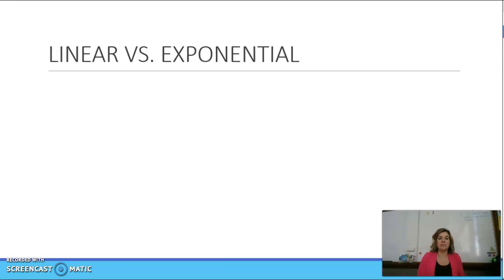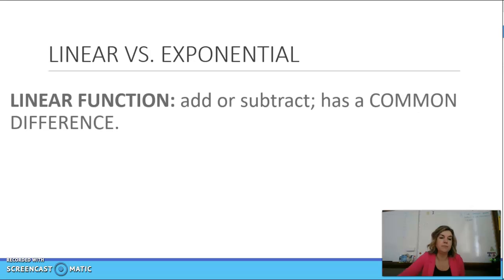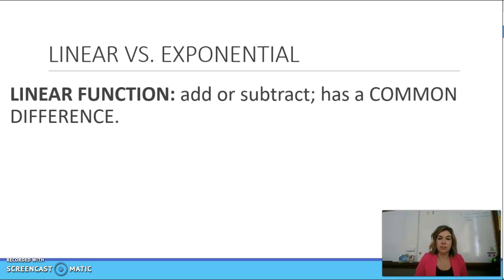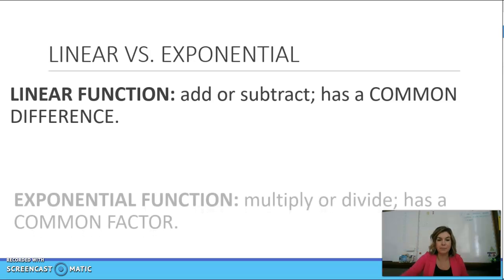Let's refresh what we have talked about in class so far with the idea of linear versus exponential. Over the past 2 days, we have talked about what makes a linear function and what makes an exponential function. Remember that a linear function is one in which we add or subtract, and it has something called a common difference. For example, when we did the Gini problem, we were adding $200 each day, so it had a difference of $200 from day to day.